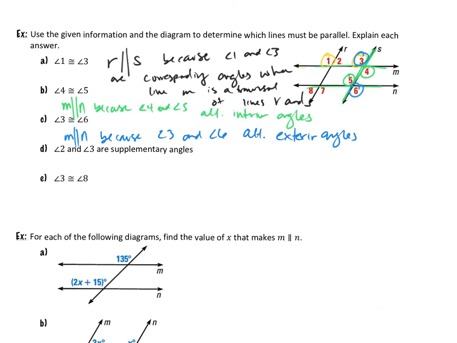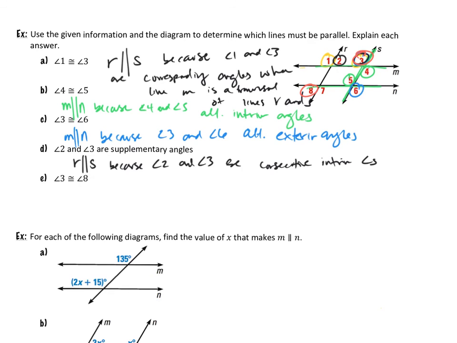In example D, we are told that angles 2 and 3 are supplementary, which means that because those are consecutive interior angles to lines R and S, and they are supplementary, R is parallel to S, and it's because angle 2 and angle 3 are consecutive interior angles.